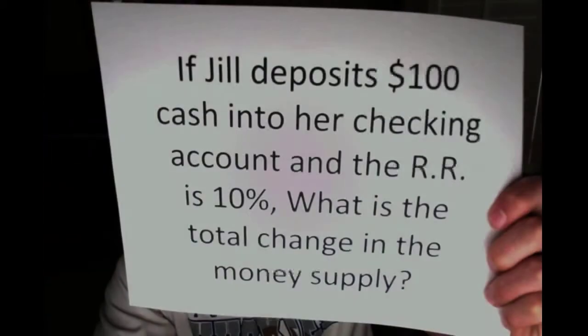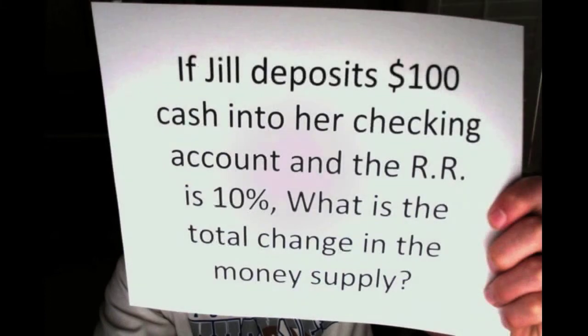All right, let's try one more and then we'll call it good. I'm going to put it up right now. Remember to pause it again. So for this one, you're doing the same thing. Jill's depositing $100 cash into her checking account.